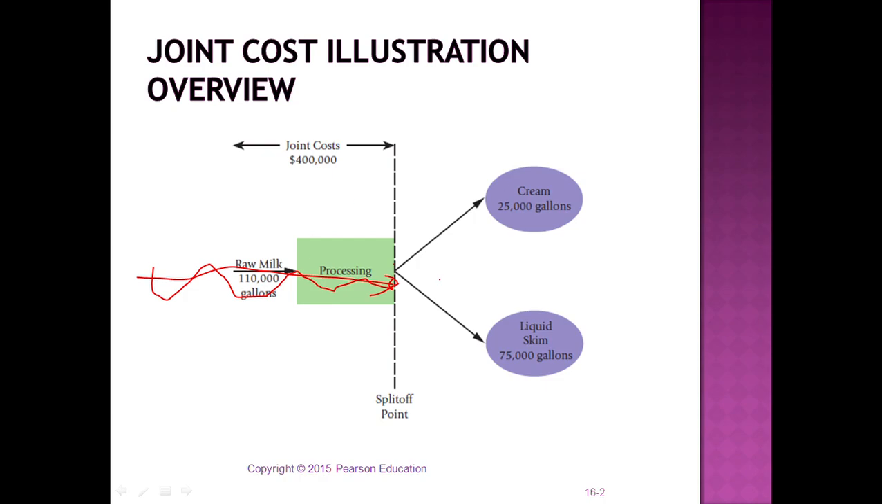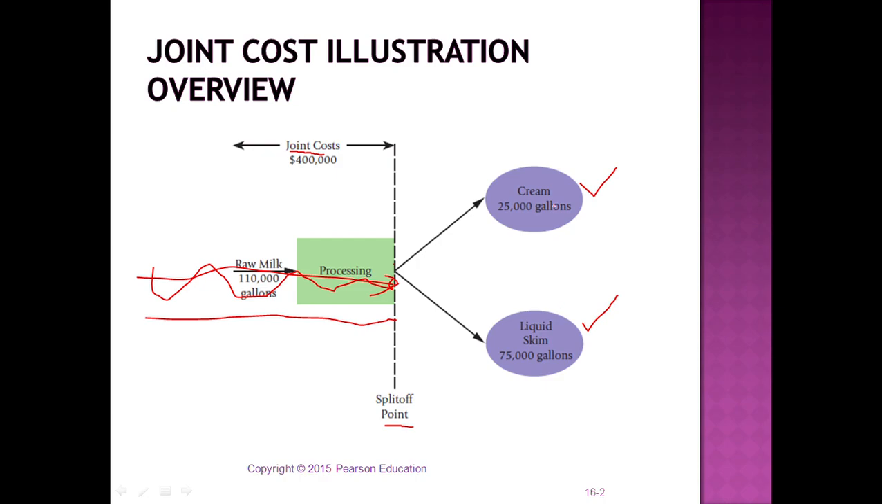So this situation shows that the process which was common until this point, when the product became two, is called the joint process. Okay, this dashed line where you recognize that now we have two products is called the split off point. And all the expenses that you incurred before the split off point are called the joint cost. And the products that you get after the split off point, product A cream and product B skim milk, are called the joint products.